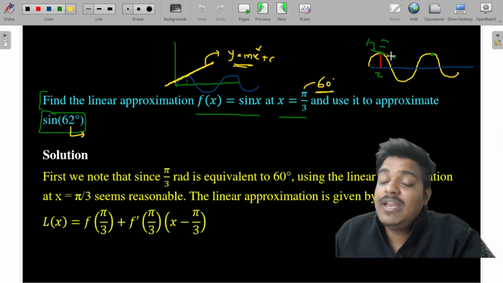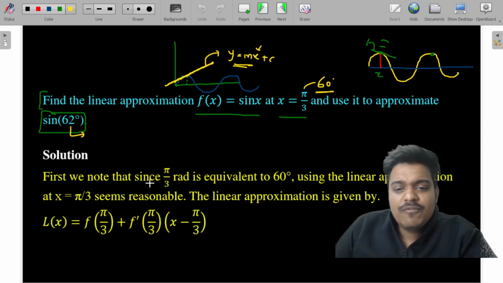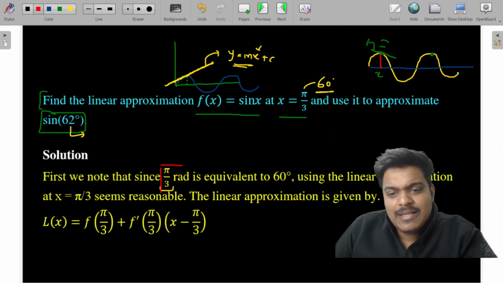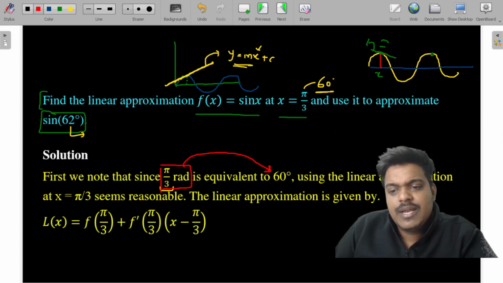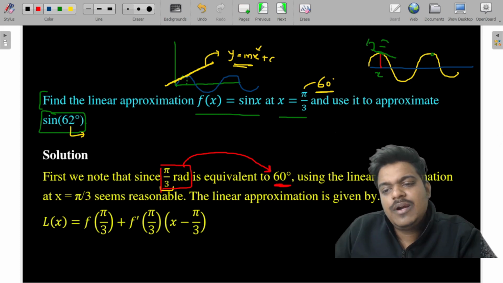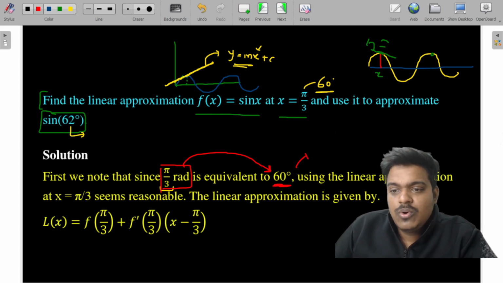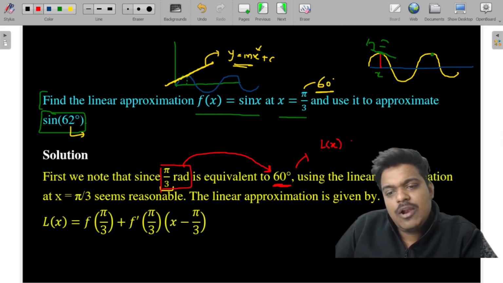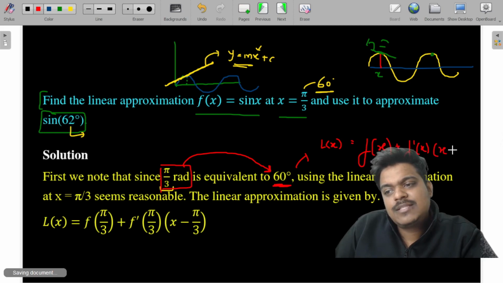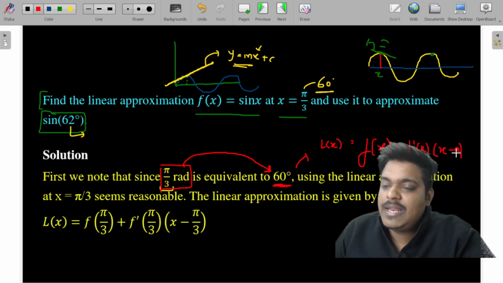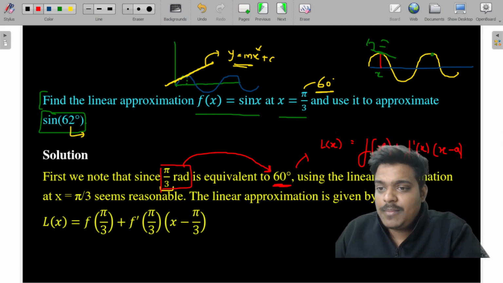Now, if it is a straight line, we need to find the equation of the line. So we note that pi by 3 is in radian, and when you convert it to degree, it is equal to 60 degree. And using linear approximation, you know that the linear approximation L of x is equal to f of a plus f dash of a into x minus a. This is a generic formula for linear approximation.